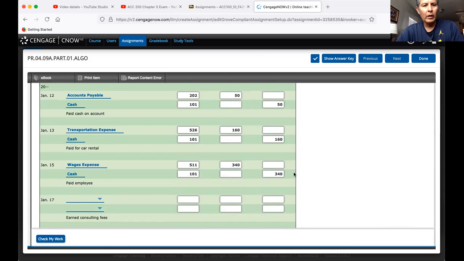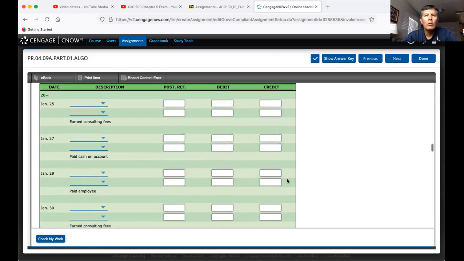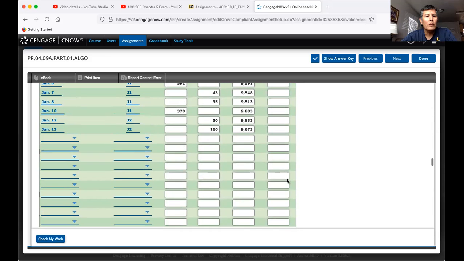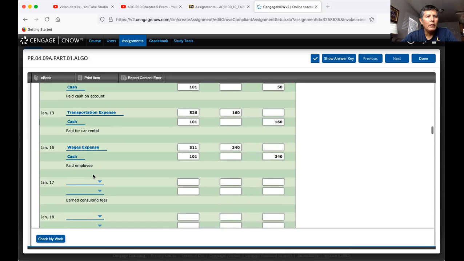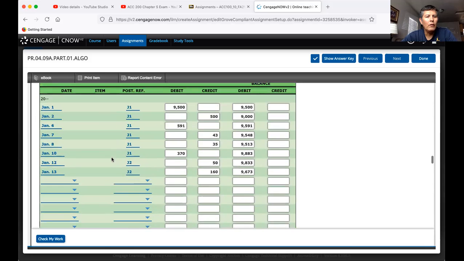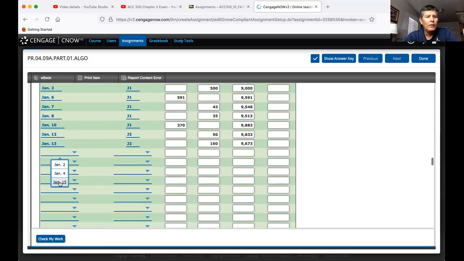Okay, so now we got to record this down in our cash account and our wages expense account. Both areas. So here's our cash. This was the date of the 15th, January 15th. This is still J2 and 340. So this is going to come down. 9673 minus 340 is going to give us 9333. Okay, so that's our balance.